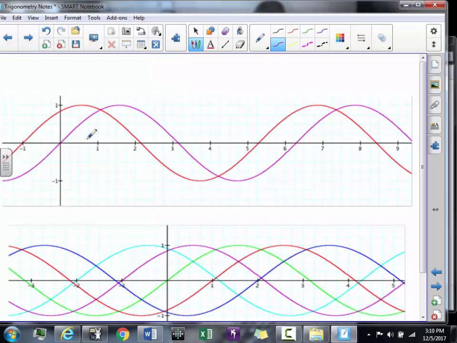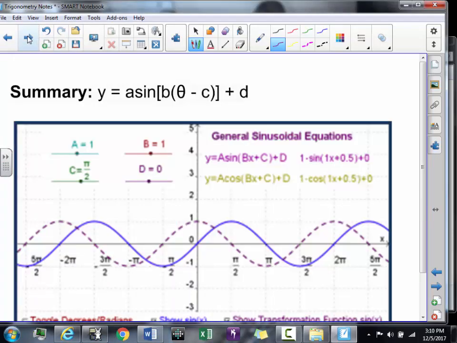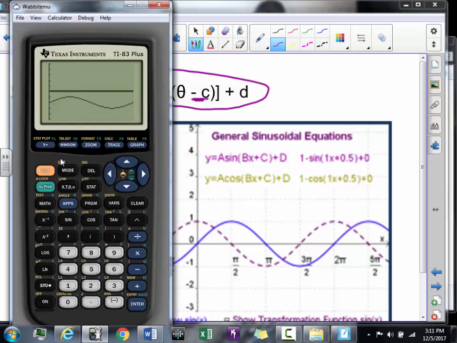What would happen if I were to do a minus C inside the bracket? Do you remember what that does? Yeah, it moves it either this way or this way. Negatives go this way, positives go this way, you guys recall? So what we could, in theory, do then is give you a graph with a whole bunch of different transformations. Let's just do one example.